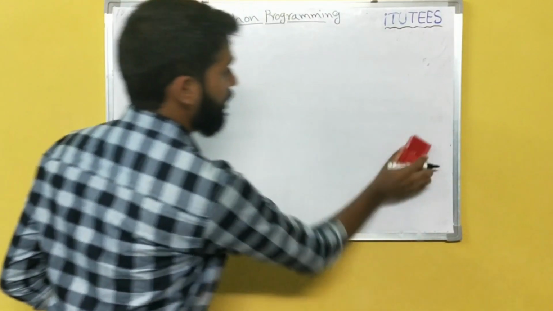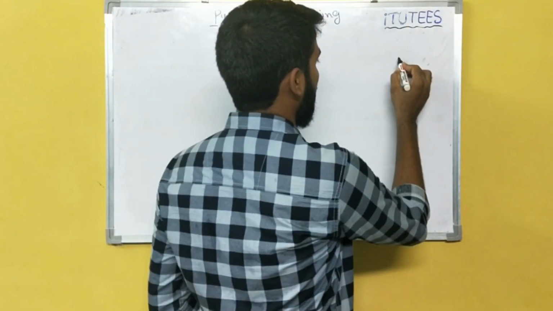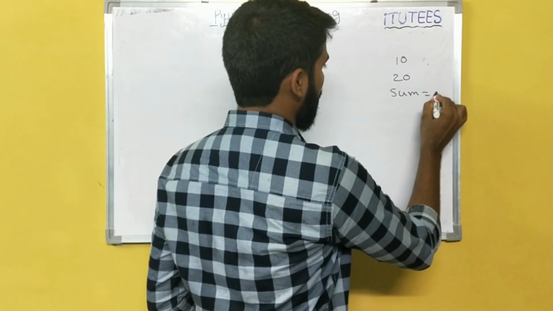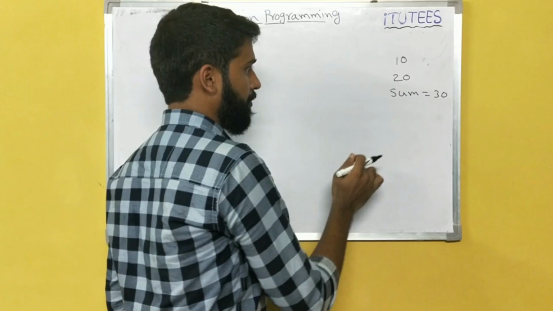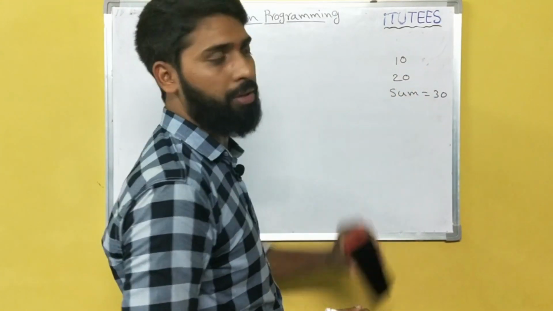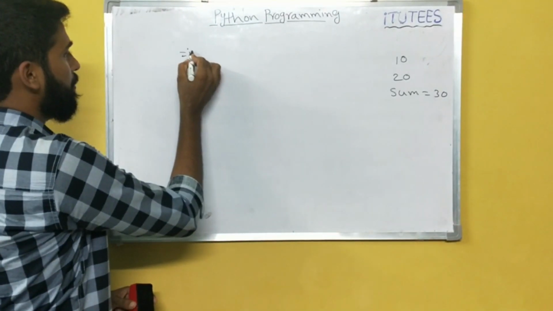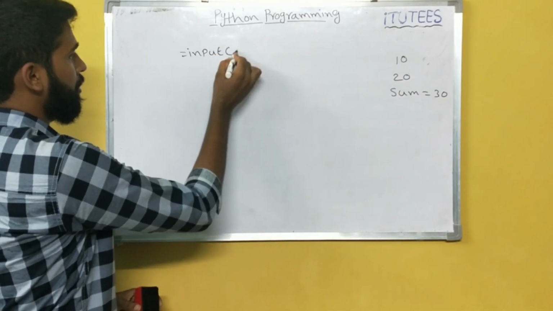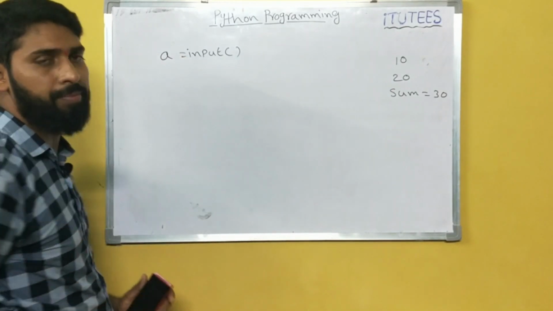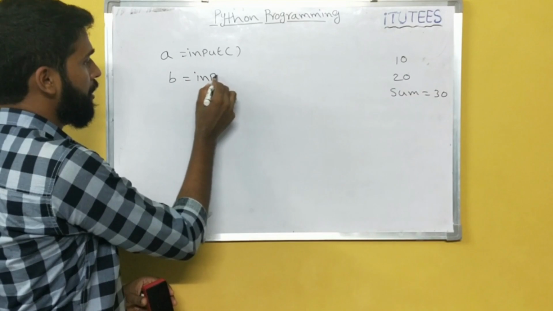We can write the addition of two numbers program. For example, I give the input 10, 20, and it prints the output: sum equals 30. How can I write it? I want to read a value from the keyboard, so I use input, and I store this input in one variable, for example A. In the same way, I read another input into another variable B.